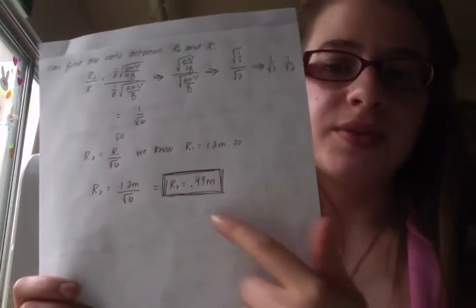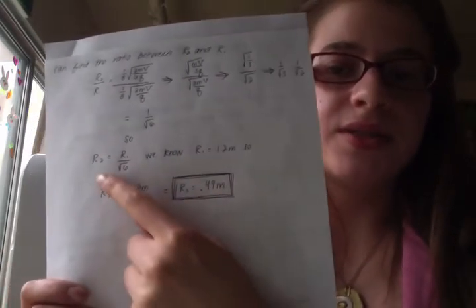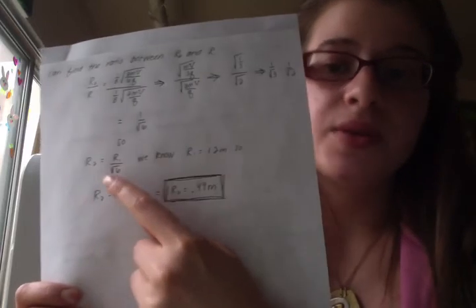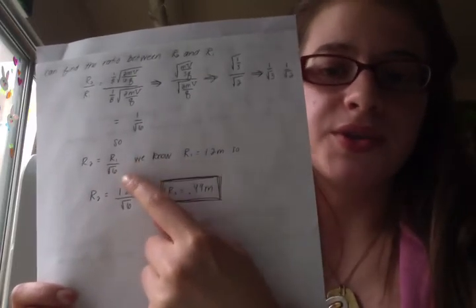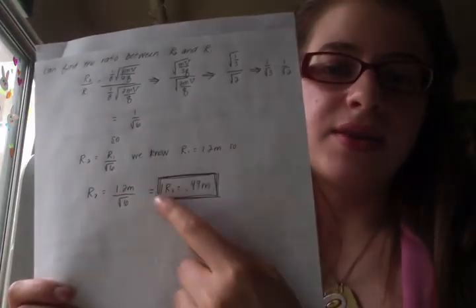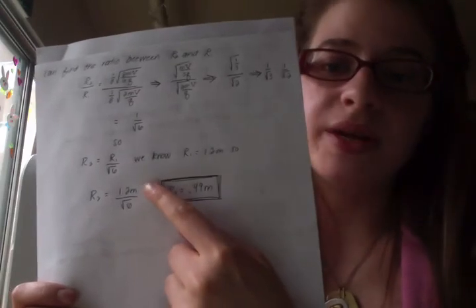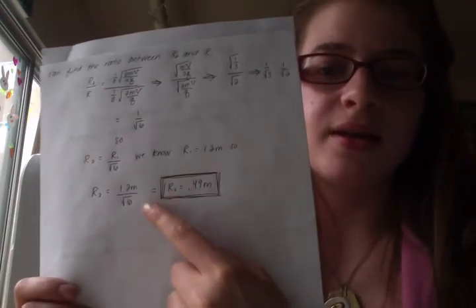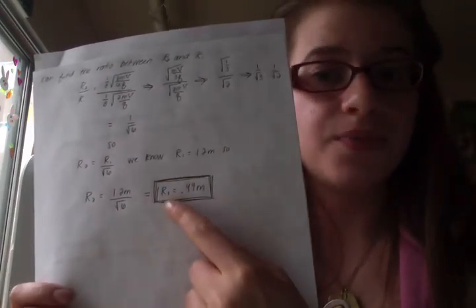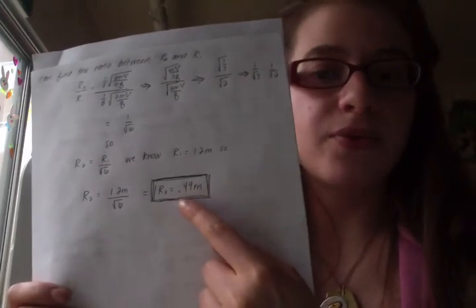And after we move some things around, we get the radius of 2, which we're trying to find, equals the radius 1 over the square root of 6. And given that we have radius 1, we can just plug that in and then finally get radius 2, which in my case is 0.49 meters.